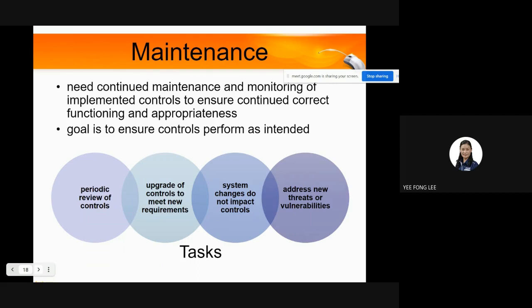The controls must be upgraded when there is a new requirement. We also need to ensure that changes to the system do not affect the controls, and that new threats or vulnerabilities are addressed. If changes are required, they need to go through the whole process again: risk assessment, controls, and then implementation.